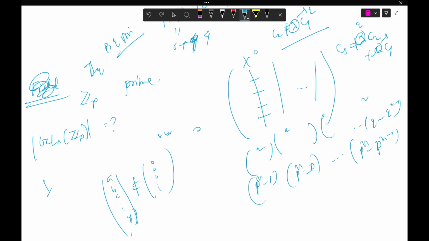Sir, how does p power n occur? Because the first column has n entries and each entry can be chosen in p ways. So all n entries can be chosen in p to the power n ways. But since it's an element of GL_n, the first column can't be 0 itself. That's why p to the power n minus 1 is the number of choices we have for the first column. Understand? Yes, now I understand. Okay.